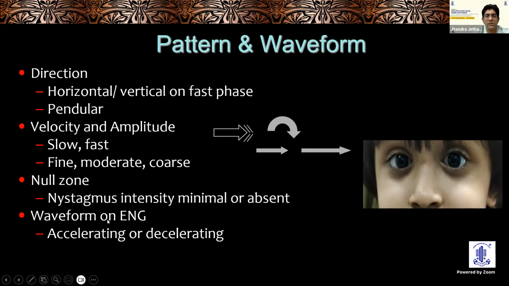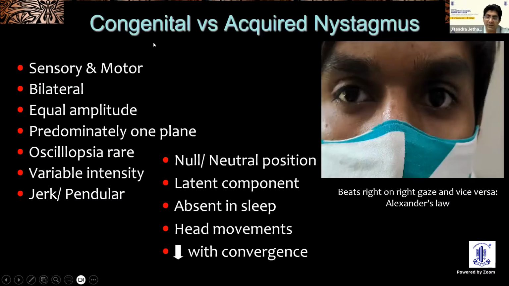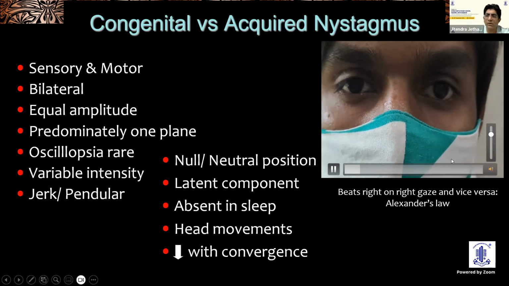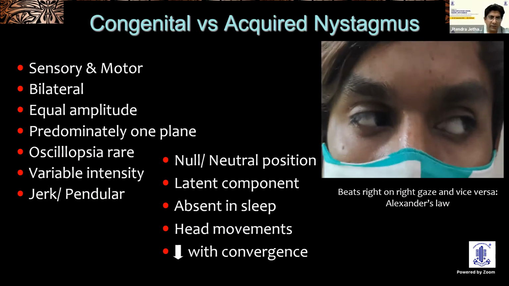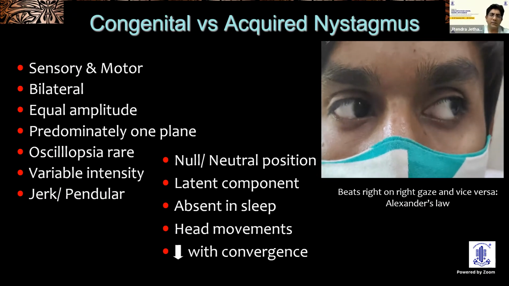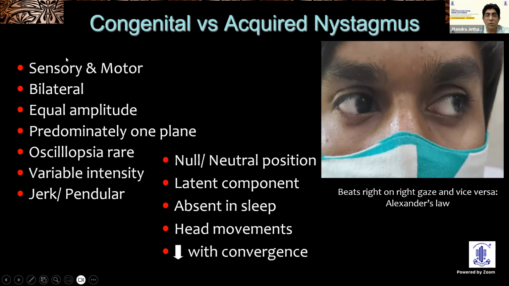There are very few people who have ENG, and the slow waveforms, the slow phase, have to be seen, whether it is accelerating or decelerating, mainly because most of the classification of nystagmus now is on the basis of the electronystagmogram. This is an important point, very important from the life-saving point of view and the diagnosis point of view. In good old days, they used to classify it as sensory and motor nystagmus, which has now been taken over by fusion maldevelopment nystagmus and idiopathic or infantile nystagmus syndrome, based on electronystagmography.